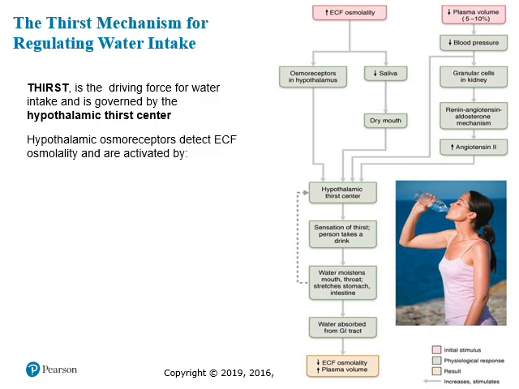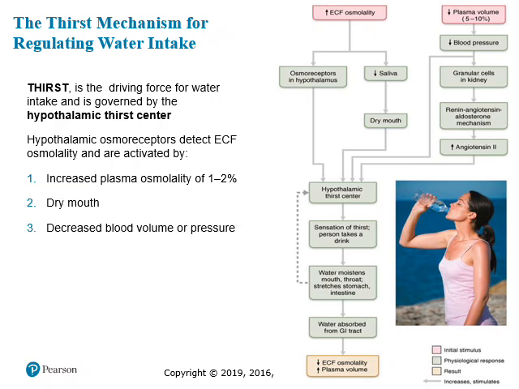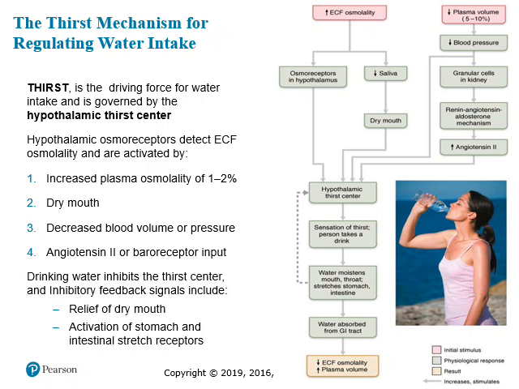Okay, so thirst is the driving force of water intake, and it is governed by the hypothalamic thirst center. The hypothalamic osmoreceptors detect the extracellular osmolality and are activated by increased plasma osmolality, dry mouth, decreased blood volume or pressure, angiotensin 2, or baroreceptor inputs. And drinking water would eventually activate the inhibitory feedback center, and so that will give relief to your thirst.